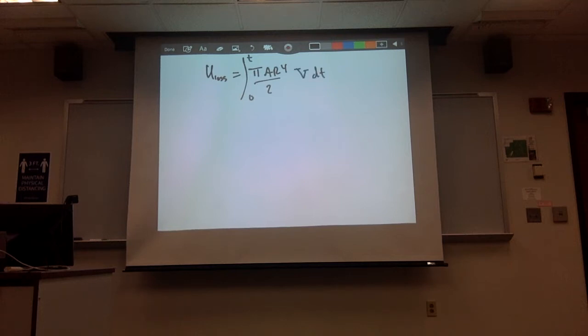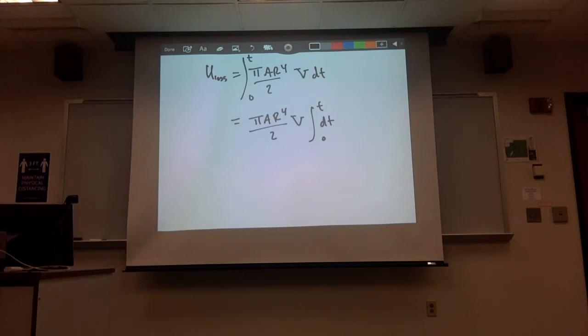Now, in this expression, pi a R to the fourth times V divided by 2, is anything in that expression time dependent? Meaning, does the radius of this thing change over time? Does the potential change over time? Does pi change over time? Does a change over time? Is anything here time dependent? No. So all this stuff is just a constant, so it all comes outside the integral. This becomes pi a R to the fourth divided by 2 times V, integral dt from 0 to t.